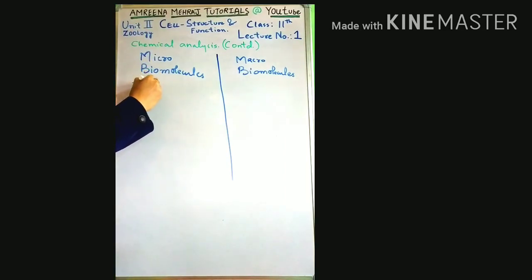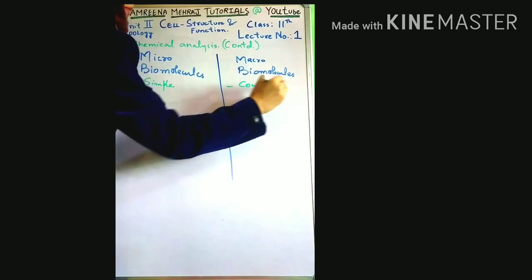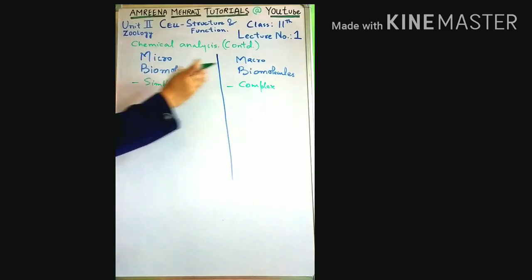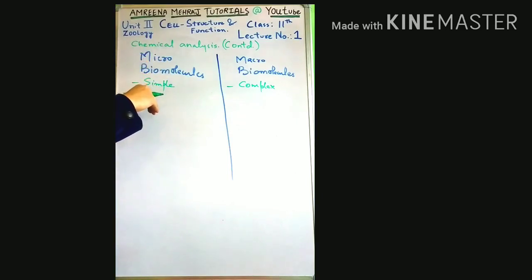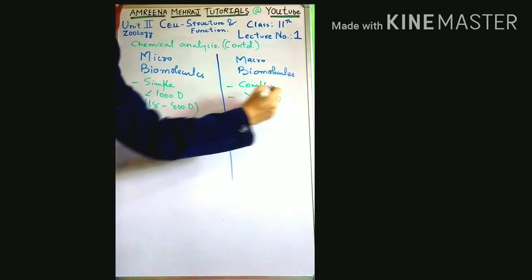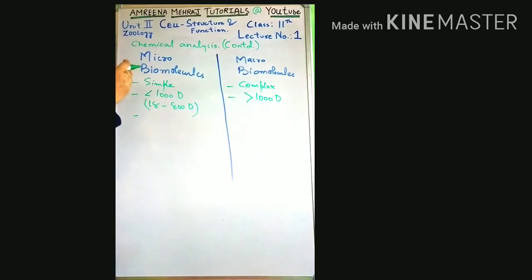Now, in order to understand more, we need to think like this. Microbiomolecules are comparatively what? They're very simple because you got them in which portion? You got them in the filtrate part. They're simple, whereas these are comparatively complex as far as their conformation and their design is concerned. Their molecular weight is less than 1000 Dalton. To be more specific, the range is 18 to 800 Daltons, whereas these have molecular weight more than 1000 Daltons, comparatively bigger.